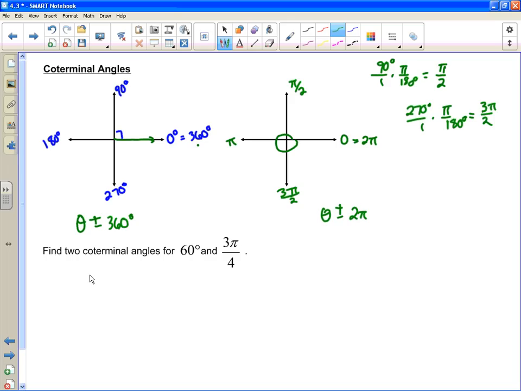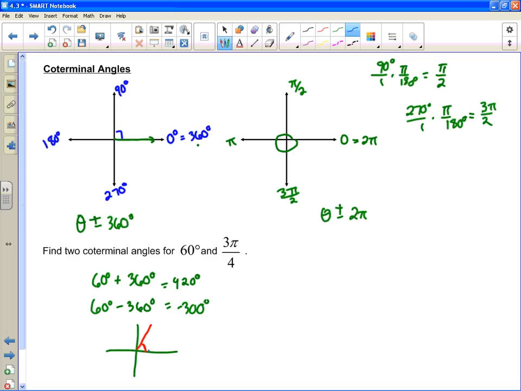So if they give us something like 60 degrees and they want us to find coterminal angles, the simplest way to do that is to take 60 degrees and add 360, and take 60 and subtract 360. So I get 420 and -300. What we're saying is if I look at this angle that is 60 degrees, approximately here, I could also go all the way around my circle, 360 degrees around and then 60 more, and that makes it 420.